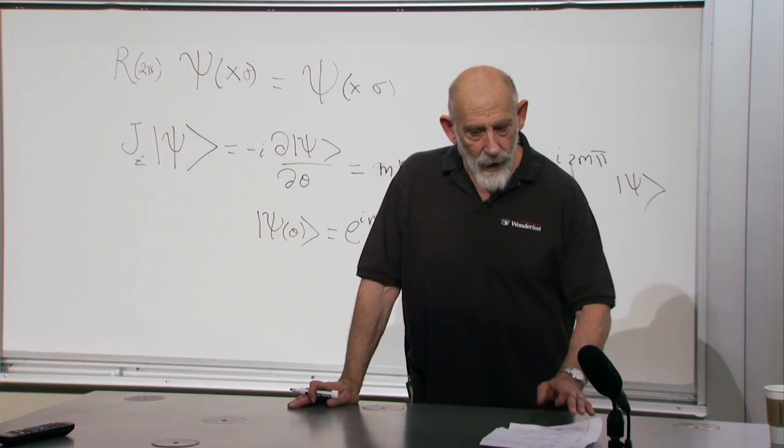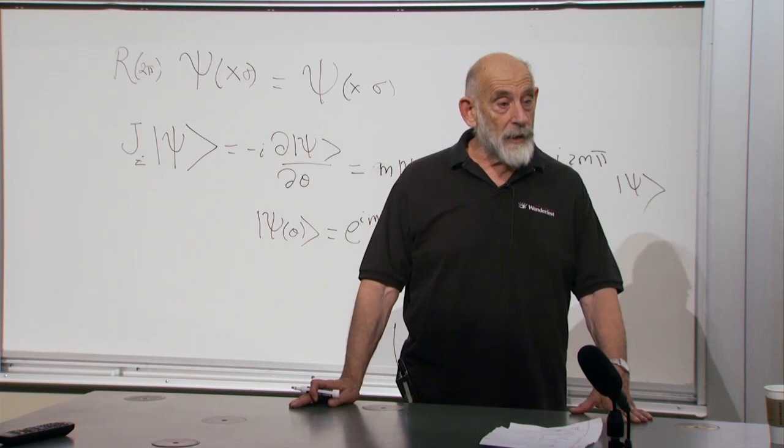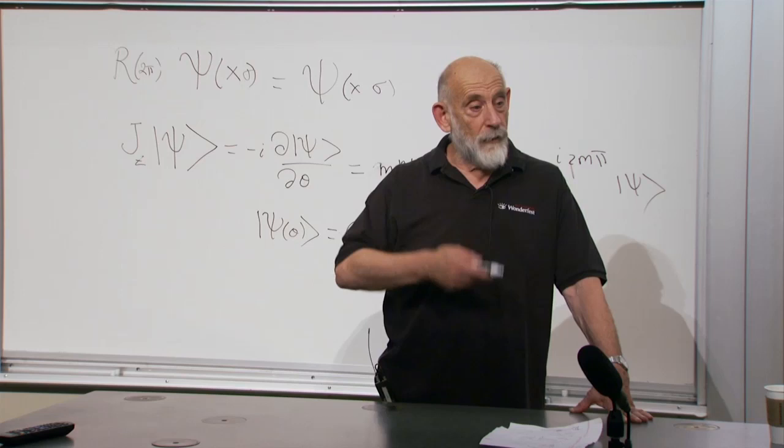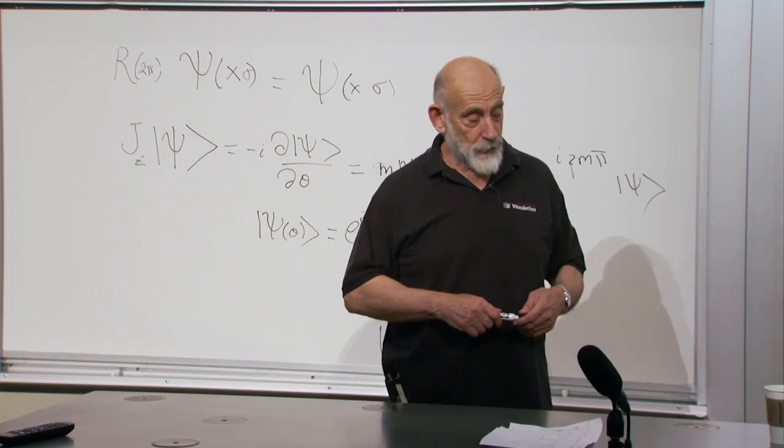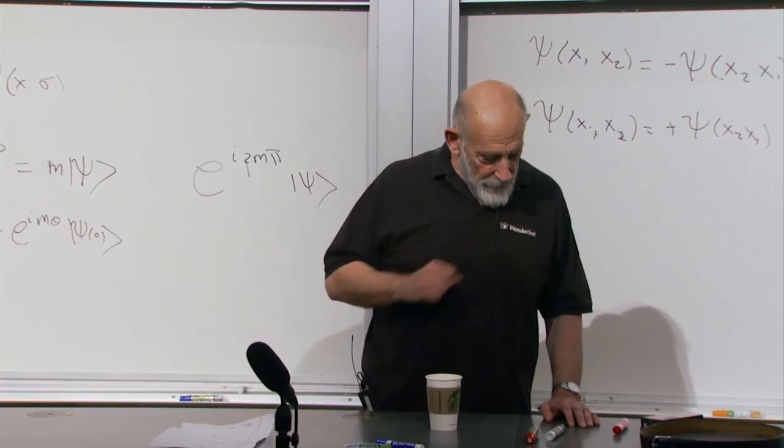Whether it changes sign or it doesn't simply depends on what kind of particle you're talking about. Incidentally, if you rotate by 4 pi, it comes back to itself. 4 pi is 2 pi squared. No, 4 pi is 2 pi twice. You know what I mean. Now, there's a demonstration that goes with this, which really does reflect some of the mathematics.